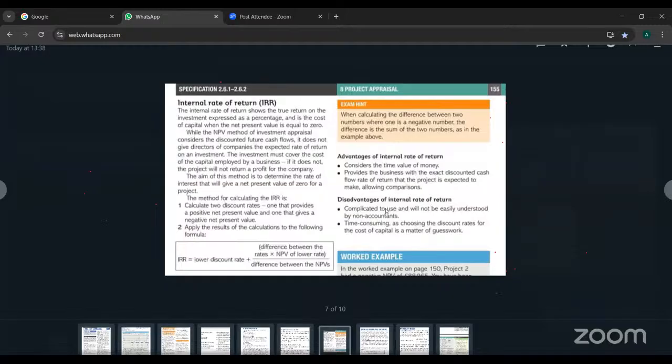And disadvantages. It is complicated. This calculation is a bit hard. It is complicated to use and it will not be easily understood by non-accountants. It is a time consuming process. And also, choosing the discount rates for the cost of capital is a matter of guesswork, so it's hard also. It's a time consuming and costly process. You can say that also.